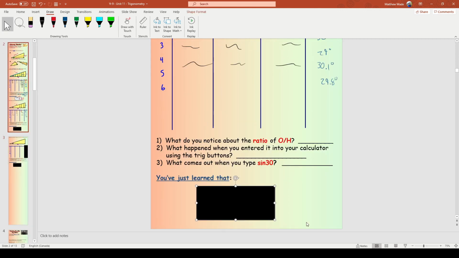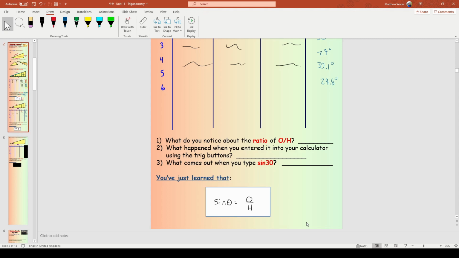And here's what you just learned. Second trig ratio: sine of theta, and it is pronounced sine, not sin. I will correct you if you call it sin, because if you do, the people who are good at maths will think that you don't know what you're on about, so I won't let you call it that.